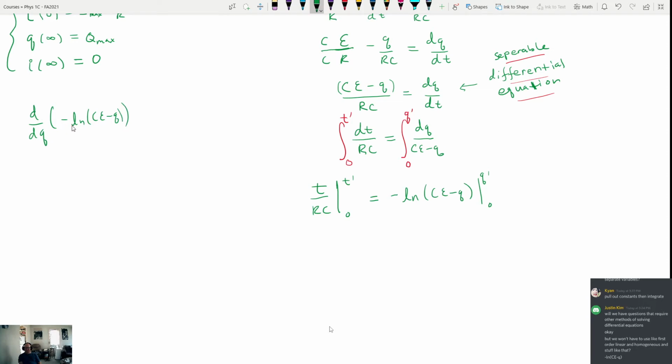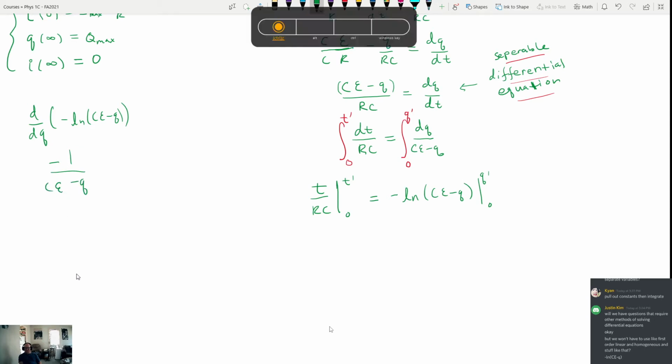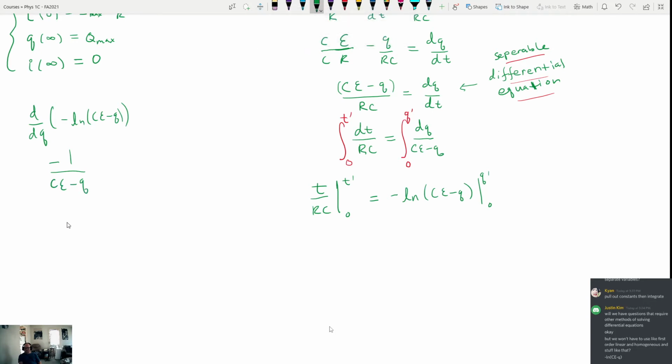Well, the derivative of natural log is 1 over CE minus Q, right? And then you have to multiply by the derivative of the inside, so you have to multiply by -1. So you end up getting 1 over CE minus Q. So it works. That's correct. The integral of this is going to be negative natural log of CE minus Q.